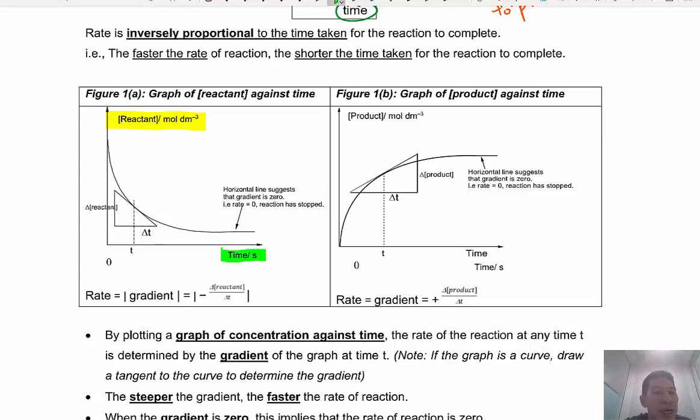Versus time in seconds. So you notice that the reactant, of course, as a reactant, its concentration will only decrease. It is being used up in the reaction. Right? Then it reacts.